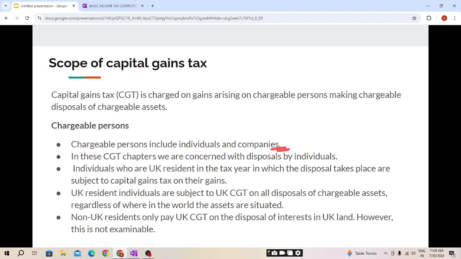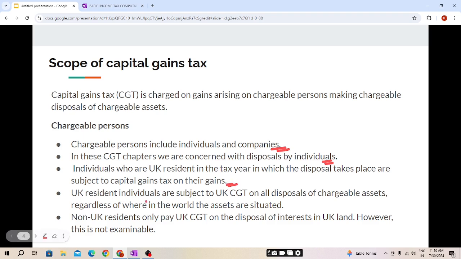Chargeable person will include individuals and companies. In these CGT chapters, we are concerned with disposal by individuals. The first 4 chapters will cover the CGT disposal by individuals. Individuals who are UK resident in the tax year in which the disposal takes place are subject to CGT, capital gains tax, on their gains.